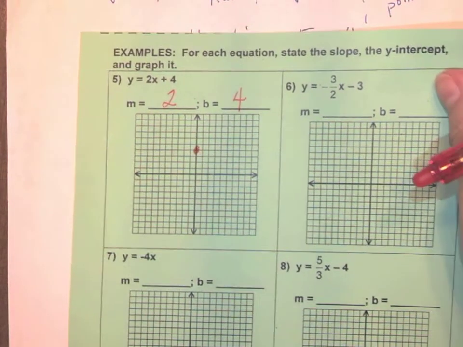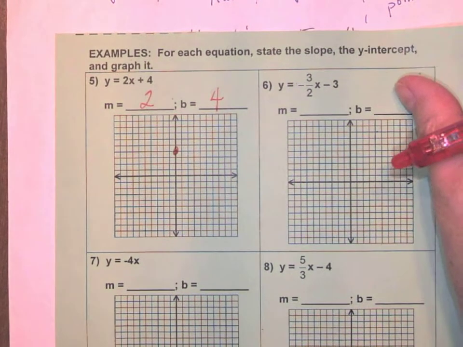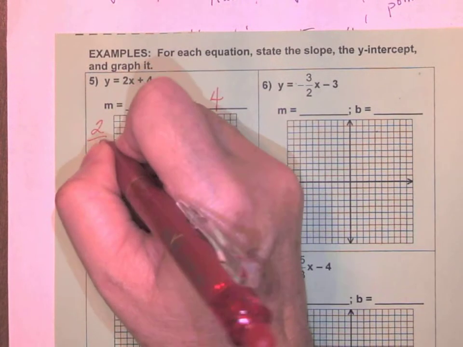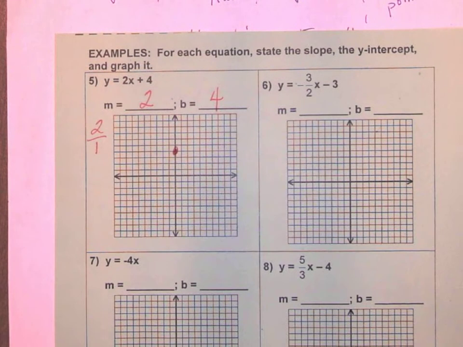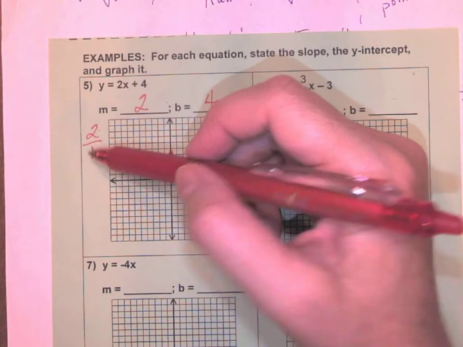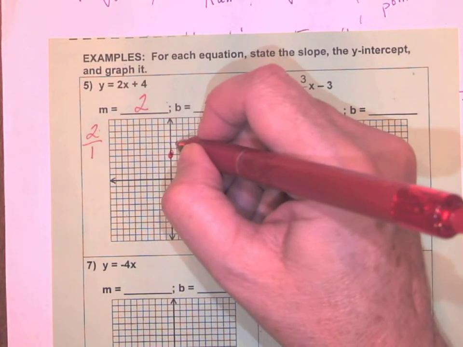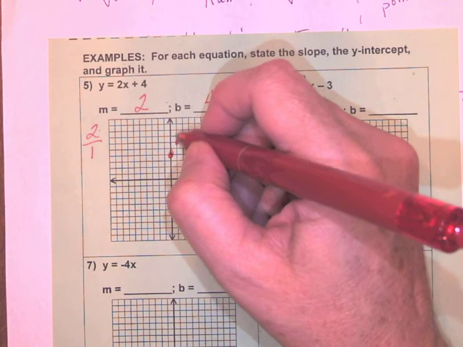Well, what do I do when I have a whole number? My slope is 2. I need it as a fraction. How do you write a whole number as a fraction? Well, you put it over 1. So my rise is 2, my run is 1. Count from this point, 1, 2, 1. I went up 2 over 1.